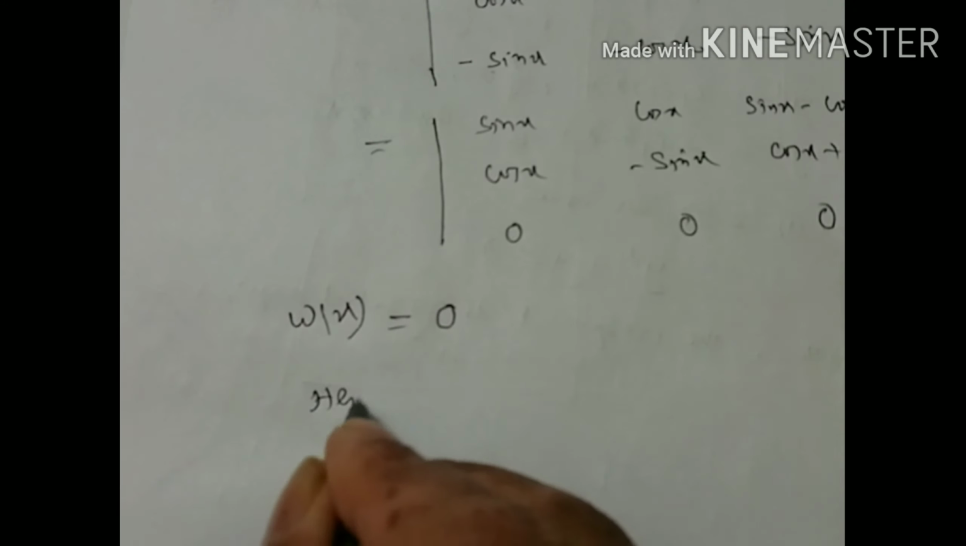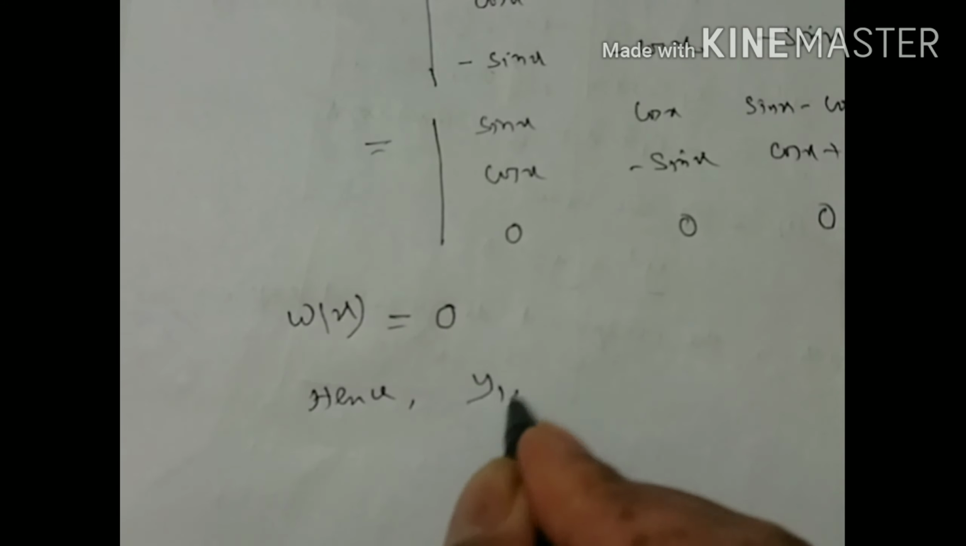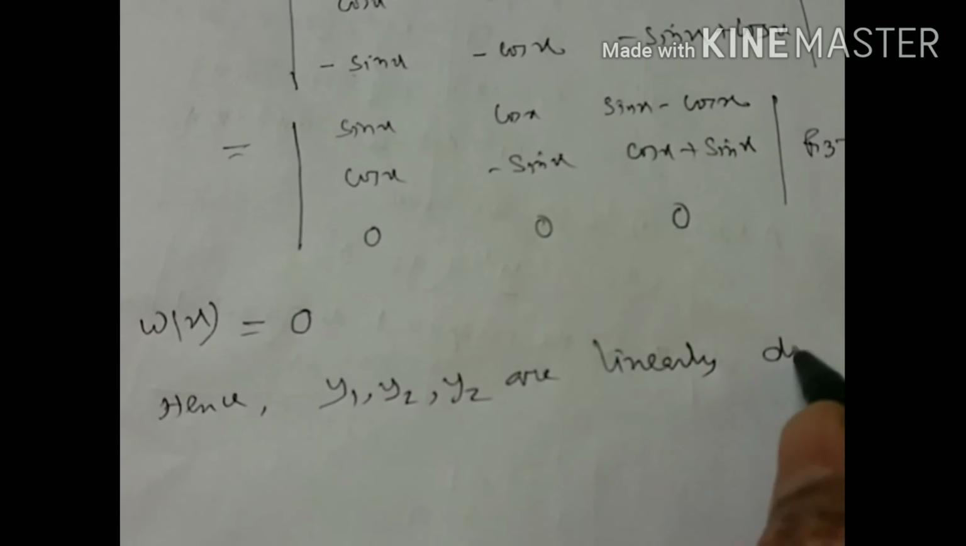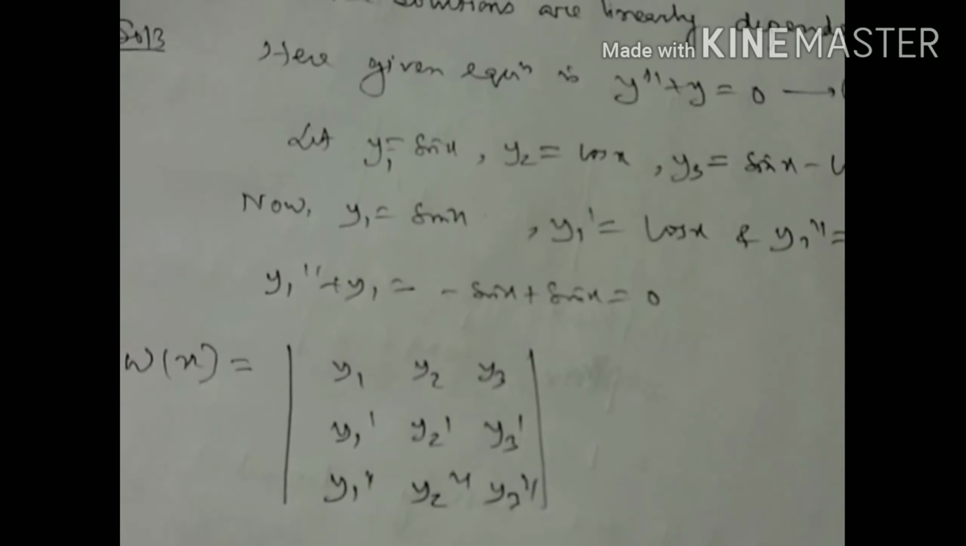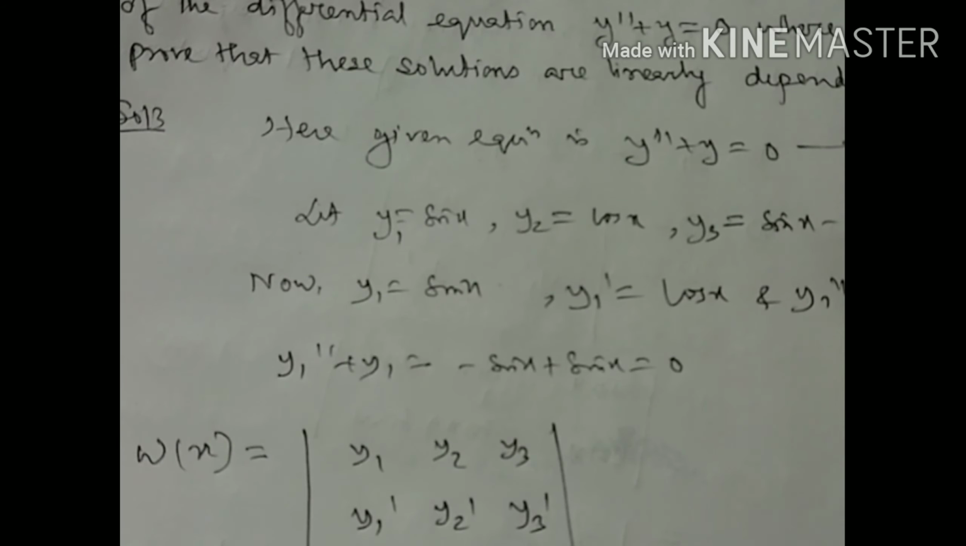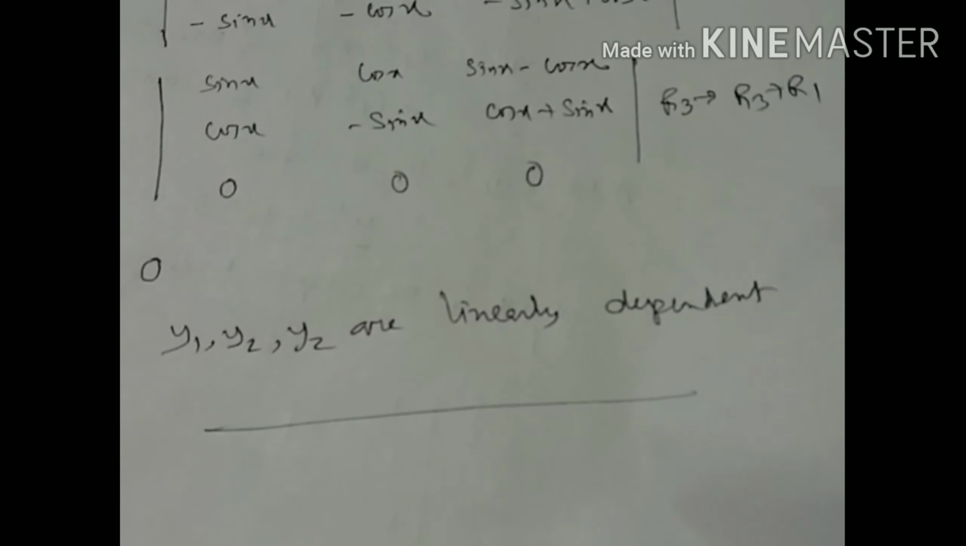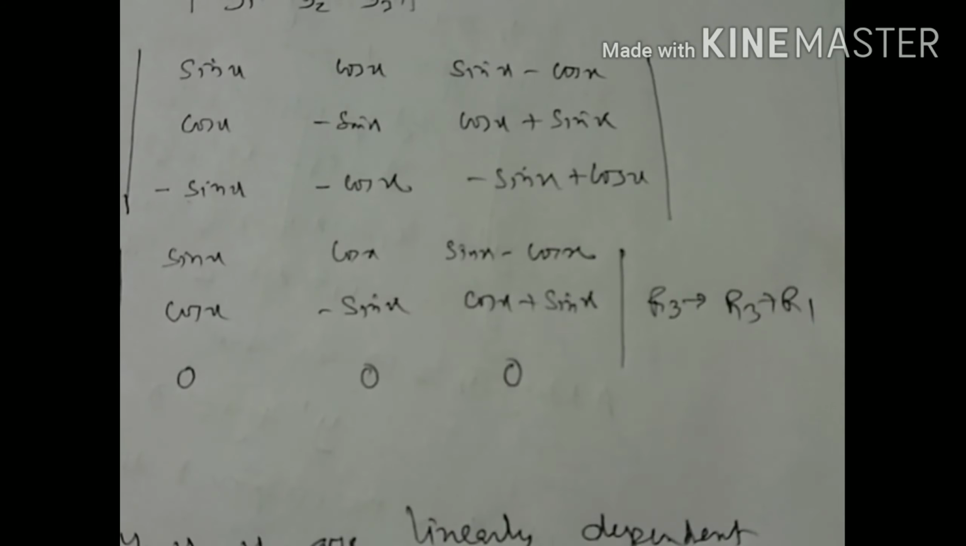Hence from this we can conclude y1, y2, y3 are linearly dependent, and this proves our problem. We were asked to show that the solutions are linearly dependent. We have shown that the solutions y1, y2, y3 are linearly dependent. Okay, thank you.